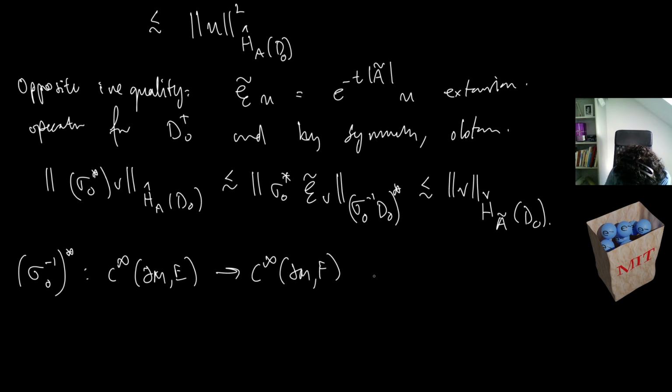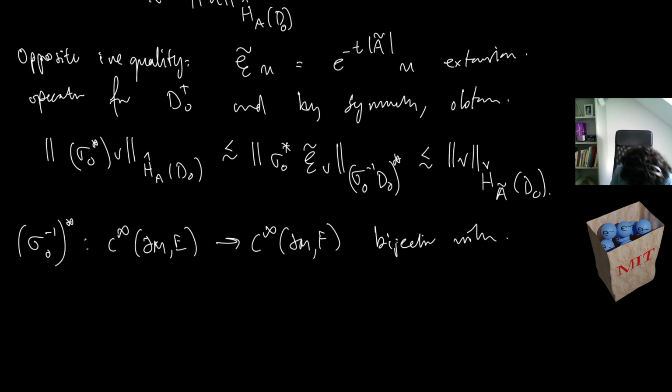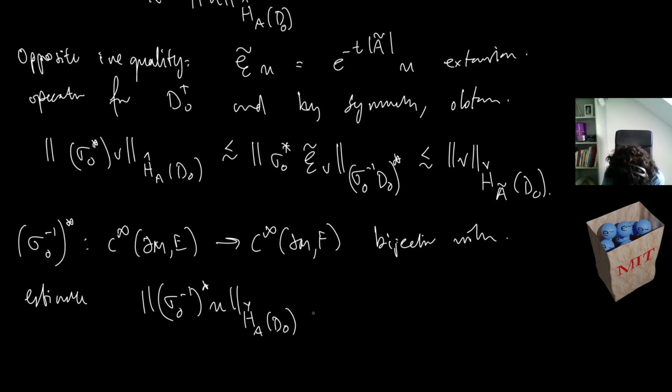This is a bijection with estimate. Sigma naught inverse star of U H A D naught is equivalent to U H check A tilde of D naught.